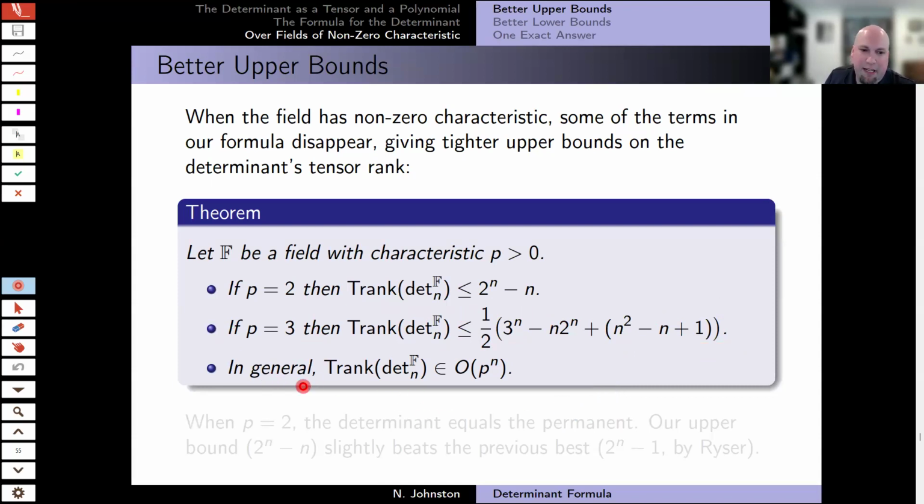And in general, if the field has characteristic p, then you get an upper bound that's something like p to the power n.